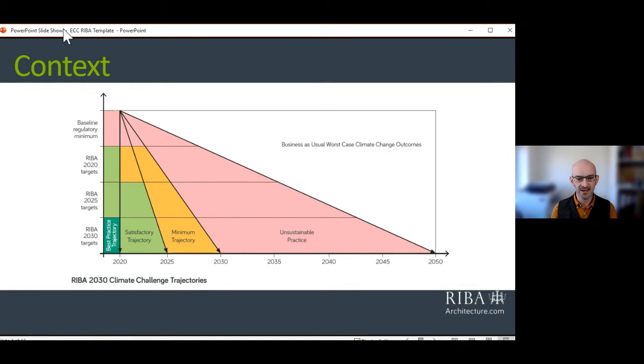But suffice to say that in the context of the RIBA, we're focusing really on the RIBA 2030 challenge and the trajectories there, and really we want to be focusing on trying to certainly keep to the programme, if nothing else, in terms of looking at the 2025 targets and 2030 targets, and making sure that we hit those targets, and that's obviously going to have some distinct impact upon how we practice and how we think about design.